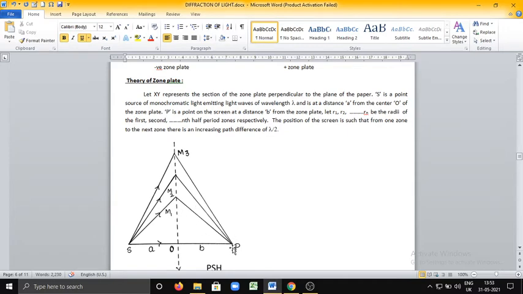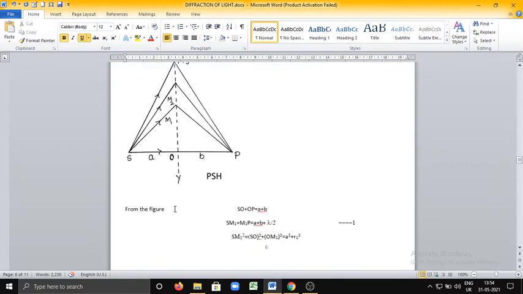The position of the screen is adjusted such that the value of b is adjusted such that from one zone to the next zone there is an increasing path difference of lambda by 2, because already we know that the path difference between the consecutive zones is lambda by 2, or phase difference between consecutive zones is pi radian. Therefore, you have to adjust the position of the screen such that the path difference between the consecutive zones is lambda by 2.